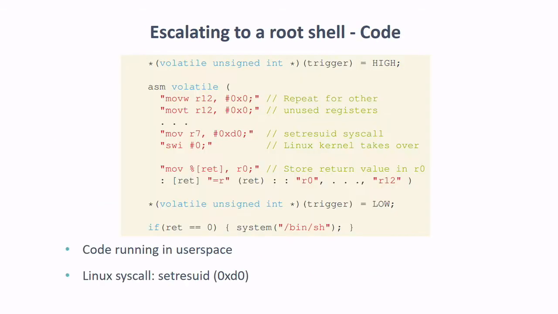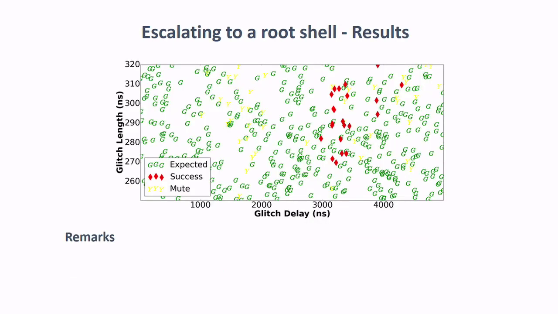Again, this is the code that we are going to use. As you can see, all the registers are set to 0, basically. In the ASM volatile part, there is a trigger high, saying, hey, I'm going to start. Then there is a trigger low when we actually make the system call. And at the end, if the return value of the system call is 0, which is exactly what we want, then we call system to spawn a shell. If everything works correctly, then our user ID has been set to 0, and this shell will be spawned as root while we are not root initially.